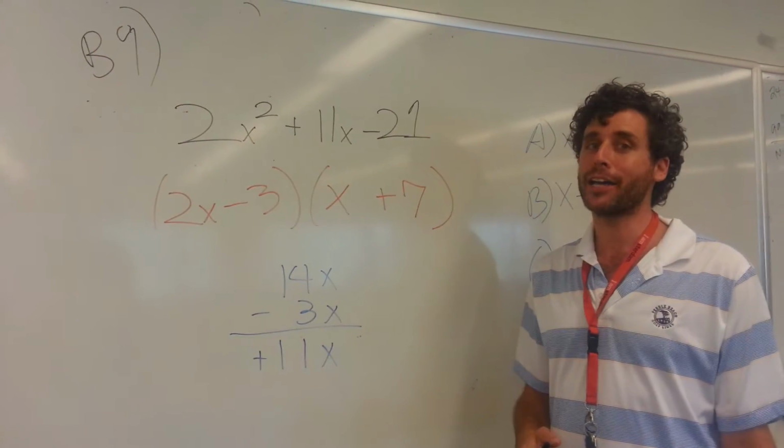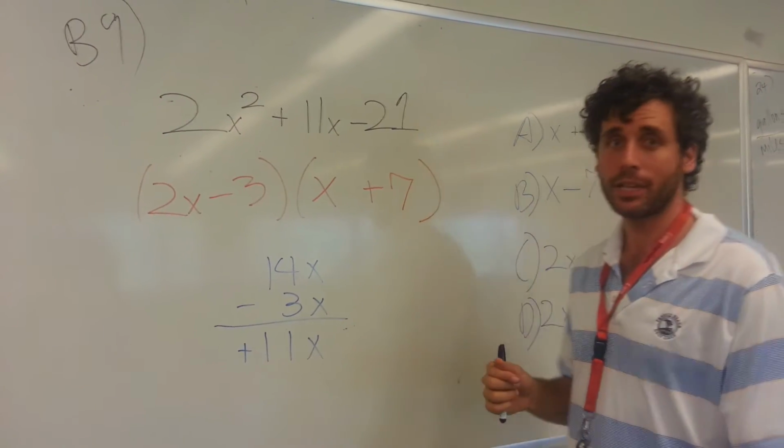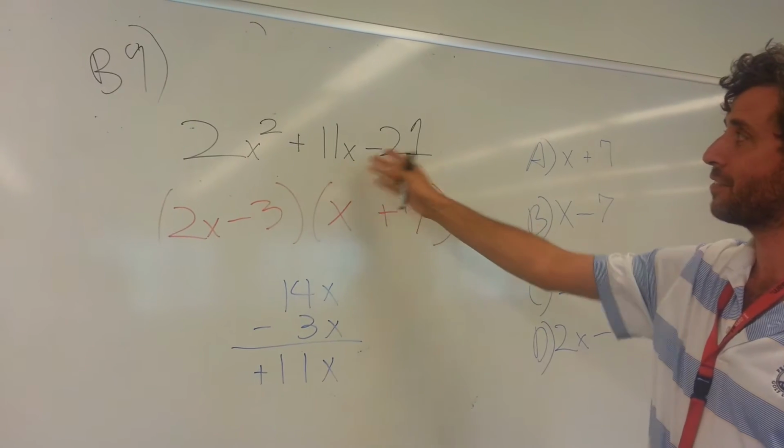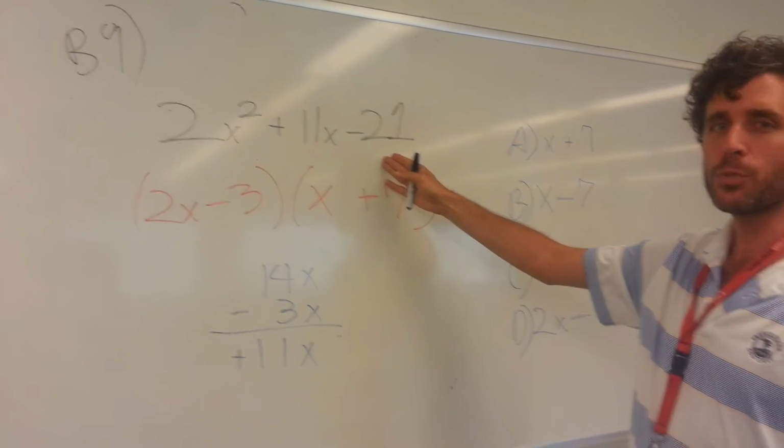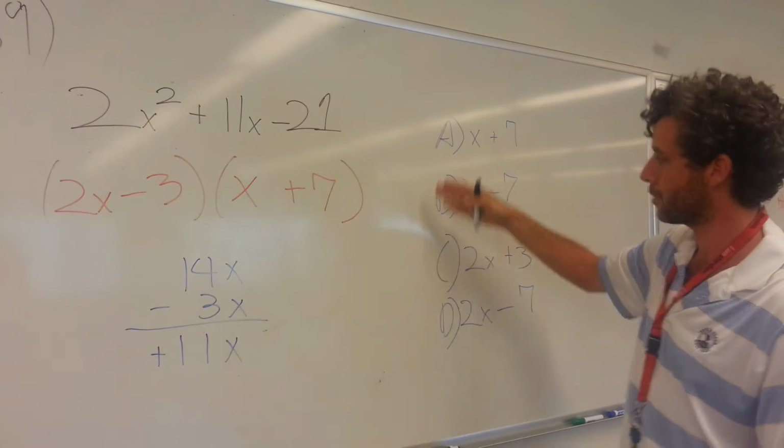Okay, we're doing problem B9. It's one of the harder problems on the KEEF exam. Let's take a look. We have 2x squared plus 11x minus 21. The best way to solve this is really to look at the choices. We have our choices here.